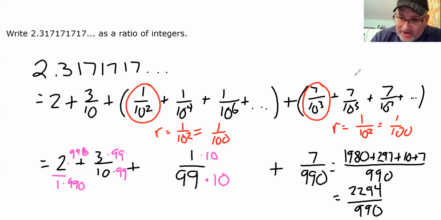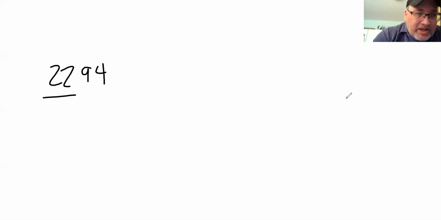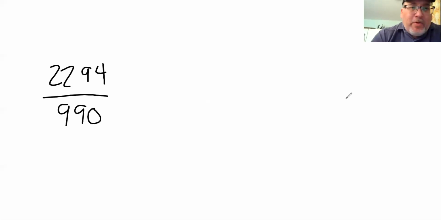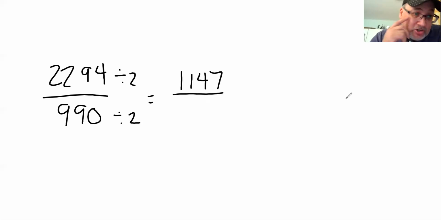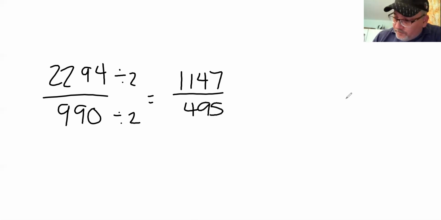I did not say in the directions to reduce your final answer, but guess what? We're going to. So we're at 2,294 over 990. First off, both numbers are even, so at the very least I could reduce them by 2. That makes 1,147 on the top, and that should be 495 on the bottom. Sure? Yep. All right, will this reduce any further?